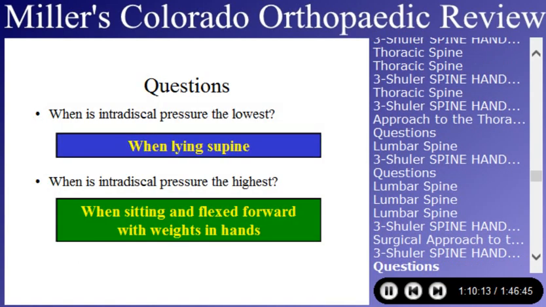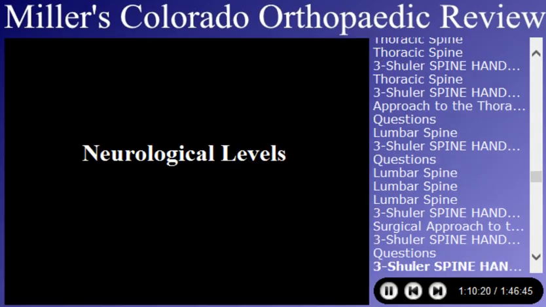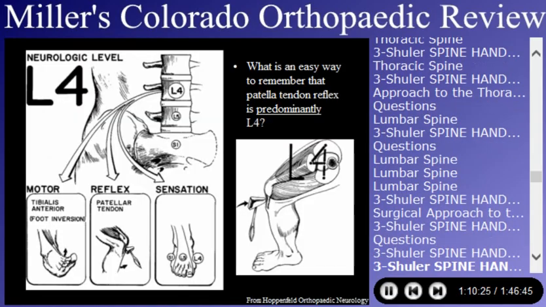Interdiscal, we already covered this. Supine, highest, blah, blah. Sitting, flex forward, weights in hands. Neurological levels, lower. L4, foot inversion. And the easy way to remember that you're firing L4 when you walk, take a look at your shoes. Look where it wears out. It wears out on this outside portion. So L4, you fire tib ant.